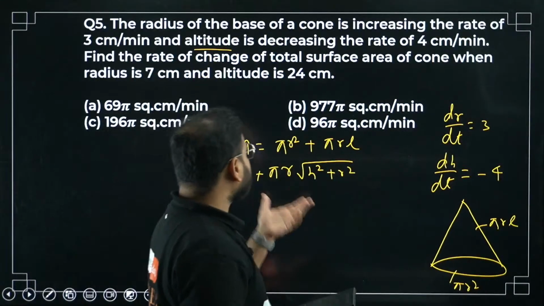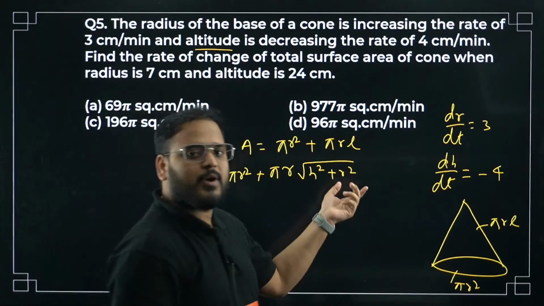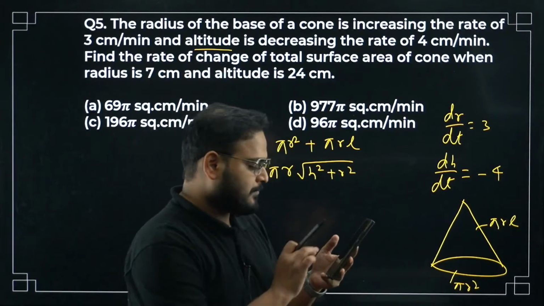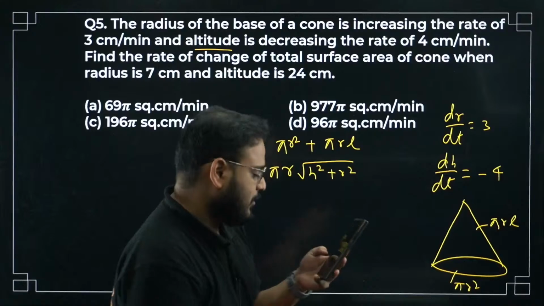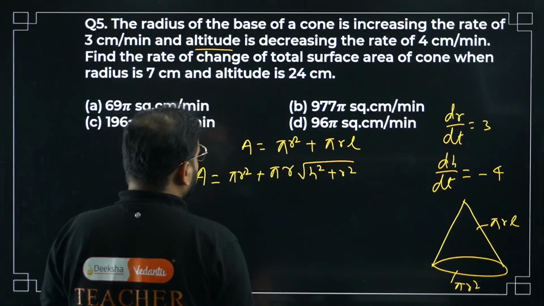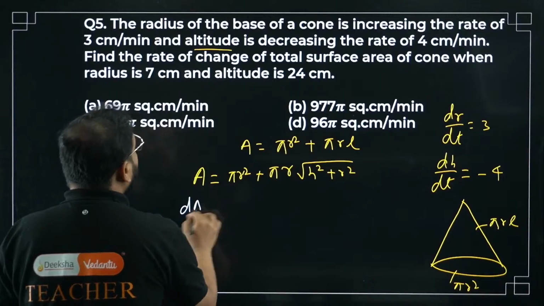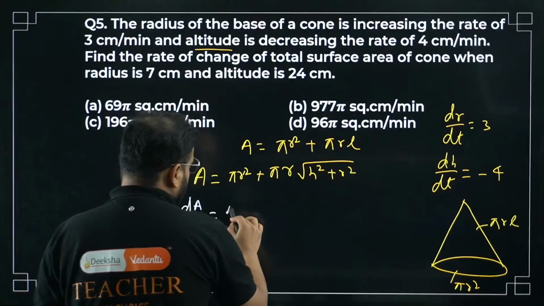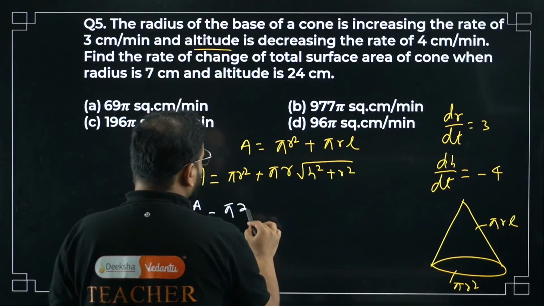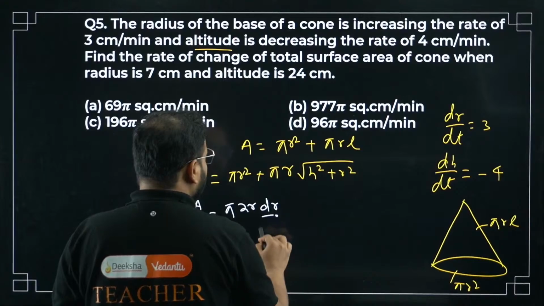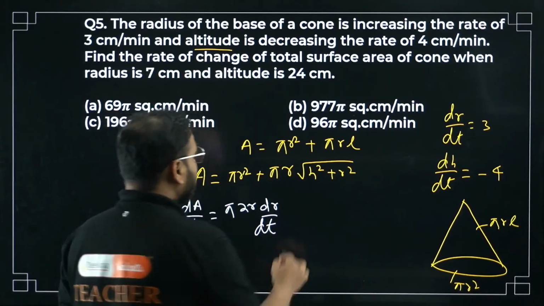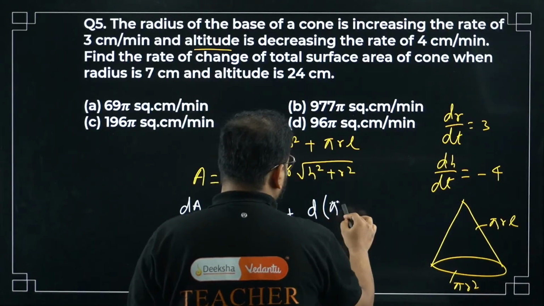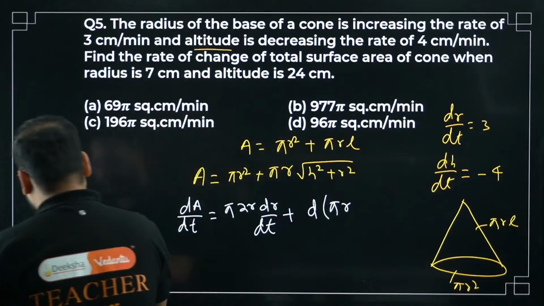Alright, so pi r square plus pi r times root of h square plus r square. Who is finding the derivative of this? Chandan, give me the answer for the 5th one. Please check. Can you find the derivative of this? dA by dt we will find. This will turn out to be simple actually. Pi will have 2r and you'll have dr by dt for this part. Plus, let's differentiate this part in the next step, pi r, or I can do it over here. One second.